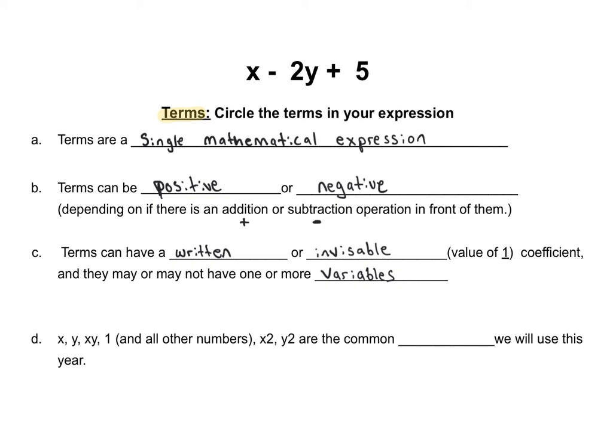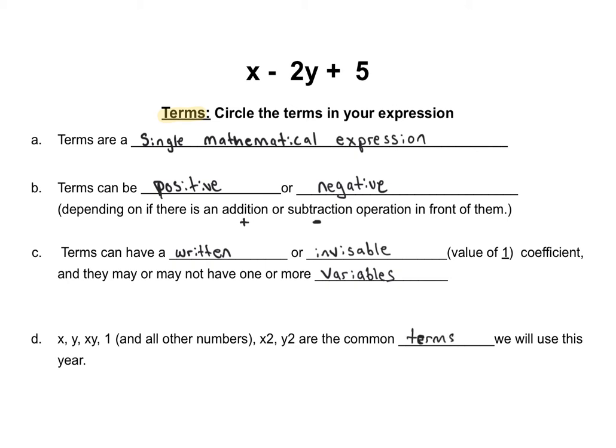So terms can have a written or invisible value of one coefficient, and they may or may not have one or more variables in them. Some of the common variables we will be using and some of the common terms that you will see are terms with x, y, xy, and 1, or all other numbers. We'll also be seeing x squared and y squared. So these are all common terms we will be using.